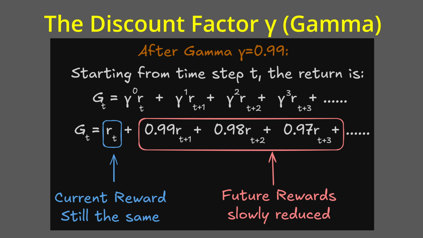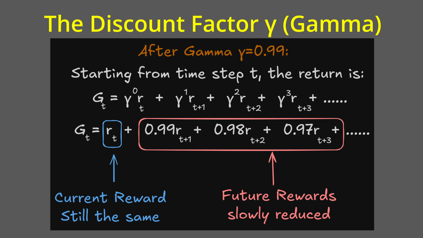Gamma leaves the immediate reward unchanged, but gradually reduces how much future rewards are worth. With gamma set to 0.99, the next reward is worth 99% of its original value. The reward after that is worth 99% of that value, then 99% again. So distant rewards matter less and less over time. This encourages Mario to prefer faster solutions instead of wasting time before reaching the goal.